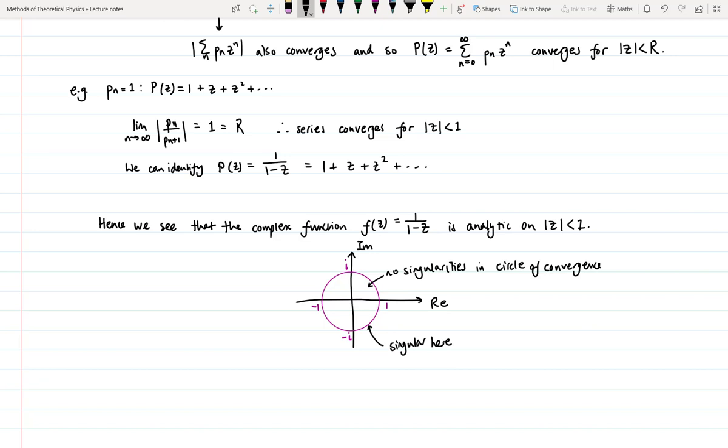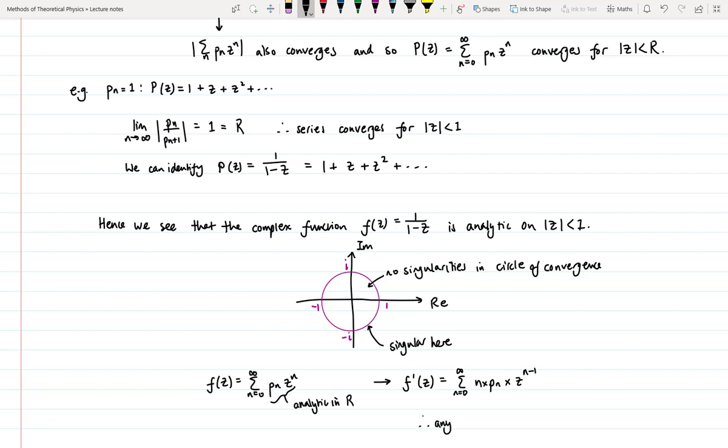In any case, we have that within the circle of convergence, we can write f of z as the sum of Pn z to the n, where in this case all of the coefficients Pn are 1. All of these terms are analytic within the radius of convergence. That means that we can simply differentiate the left and right hand side to obtain the derivative of our function as another complex power series, where now the coefficients are given by n times Pn and then z to the n minus 1.